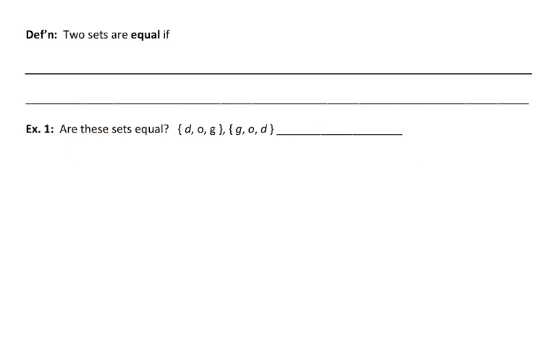In this video, we're going to explore what is meant by equal sets and subsets. Two sets are said to be equal if they have exactly the same elements in any order. So what's important is that the elements are the same, but the order of the elements is not.